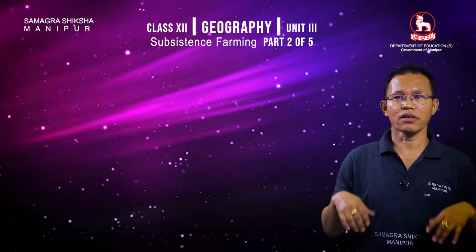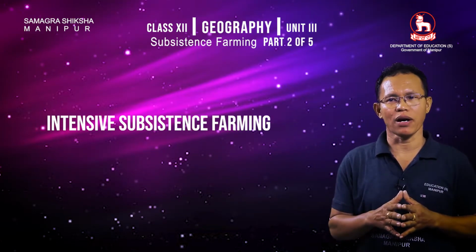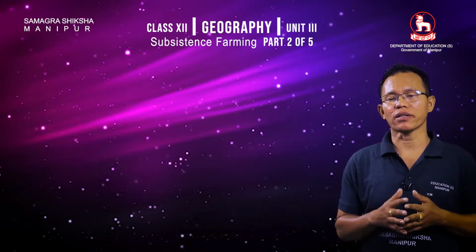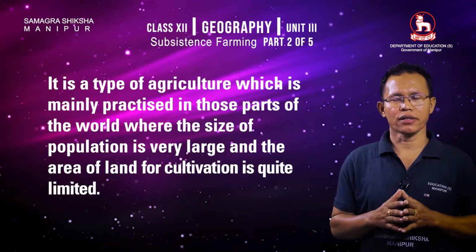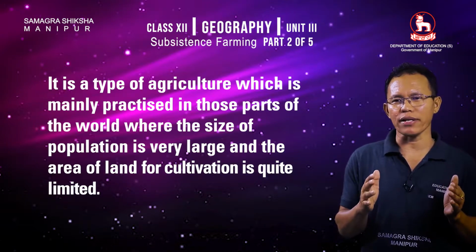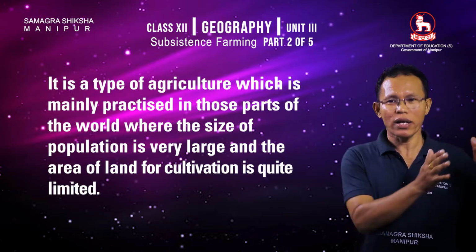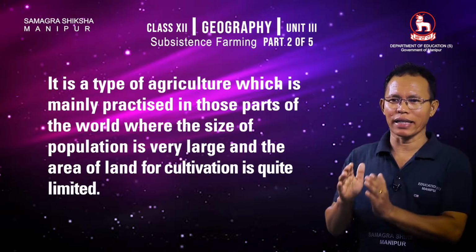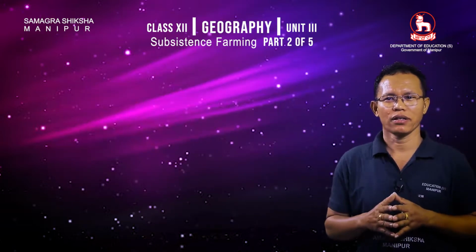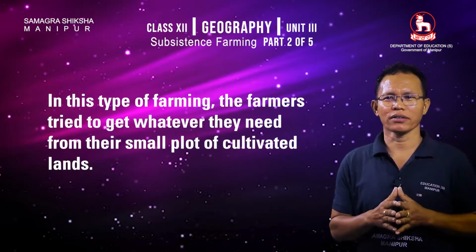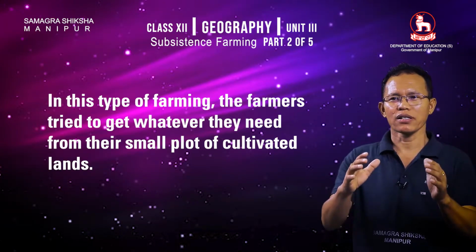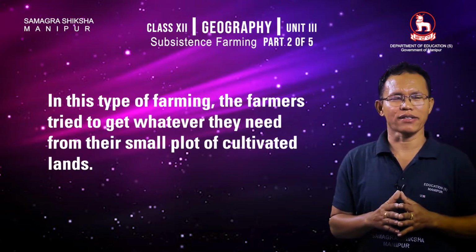Next, let us discuss intensive subsistence farming. Actually, intensive subsistence farming is a special type of farming which is mainly practiced in those countries or parts of the world where the size of population is very large. On one side, the area of land for cultivation is very small or limited. In this type of farming, the farmers try to get whatever they need from their small plots of cultivated land.